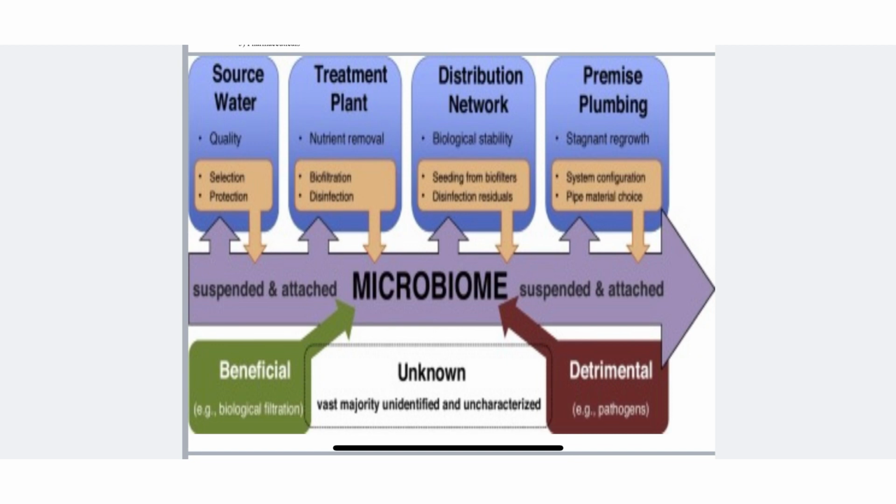Now comes premise plumbing, where system configuration and pipe material choice affect stagnation and regrowth. The microbiome also includes beneficial members, such as those in biological filtration, and detrimental ones, which are pathogens that attach. So they are very important, and the vast majority are uncharacterized or unidentified.